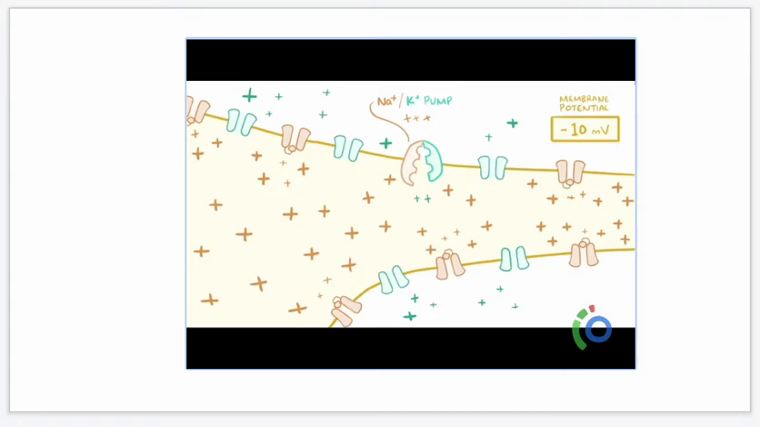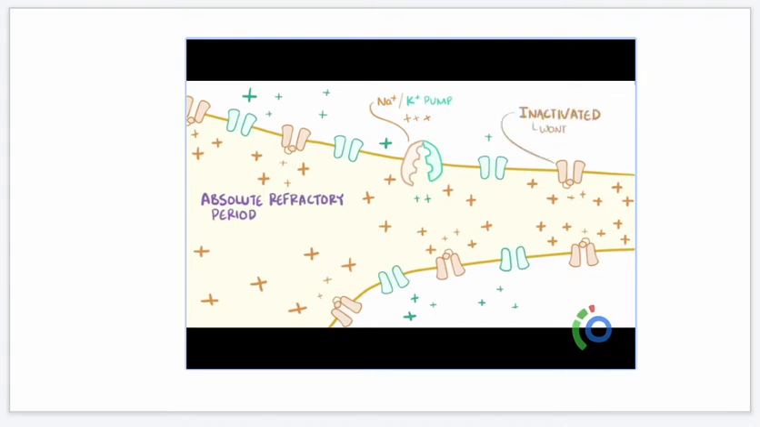It's during this repolarization phase that the cell's in its absolute refractory period, since the sodium channels are inactivated and won't respond to any amount of stimuli. This absolute refractory period keeps the action potentials from happening too close together in time, and also keeps the action potential moving in one direction.